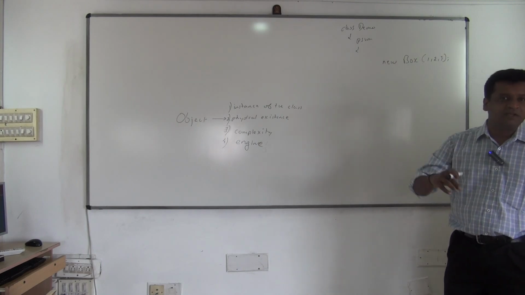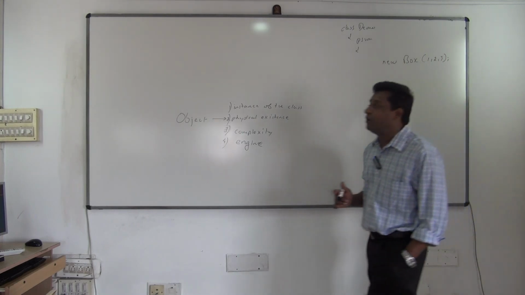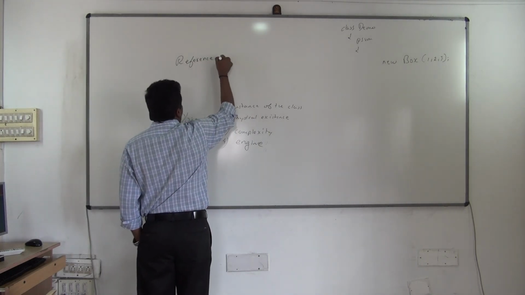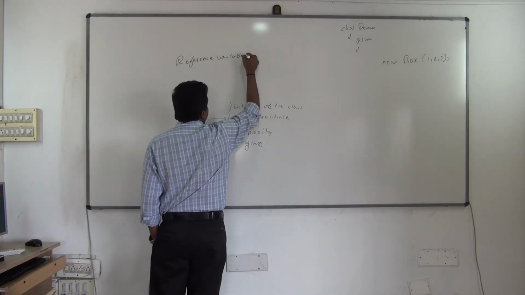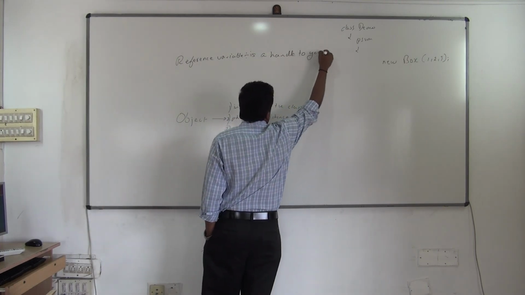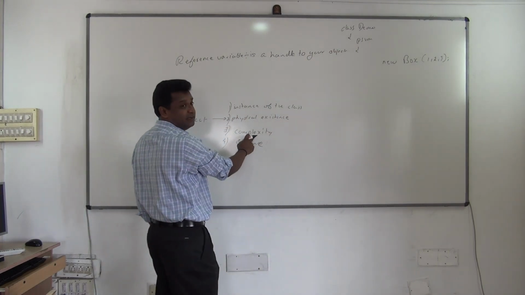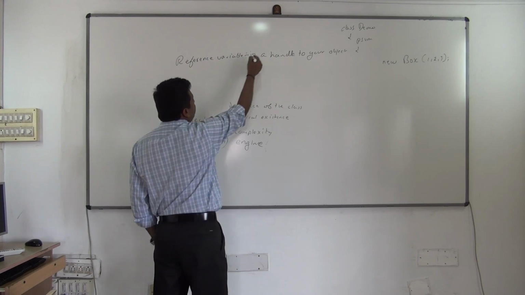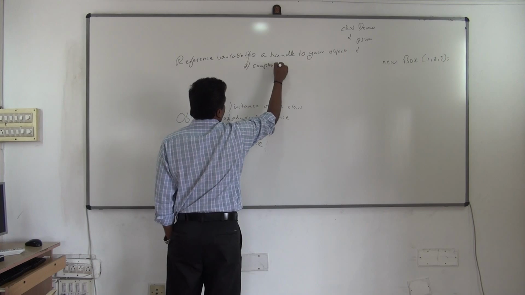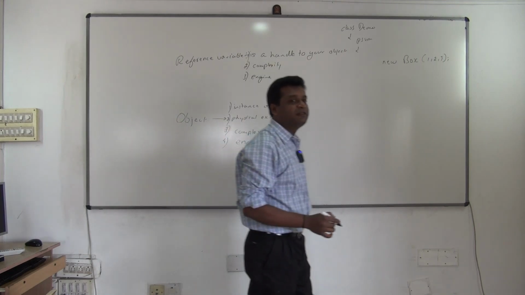So the reference variables are actually called handles. The reference variable itself is called what? Handle to the object. Are you following now? The reference variable is nothing but a handle to your object, or a handle to the complexity, or a handle to the engine. Anything you can say. So that is why we declare reference variables.